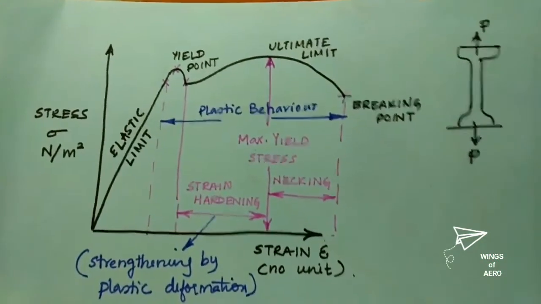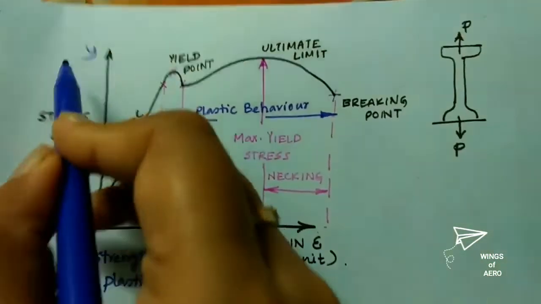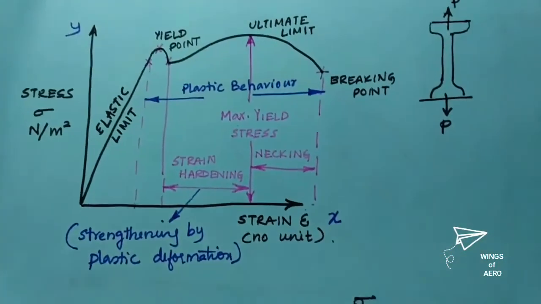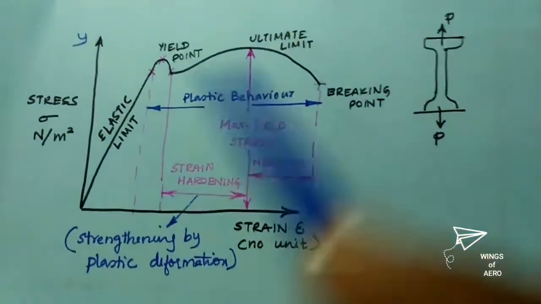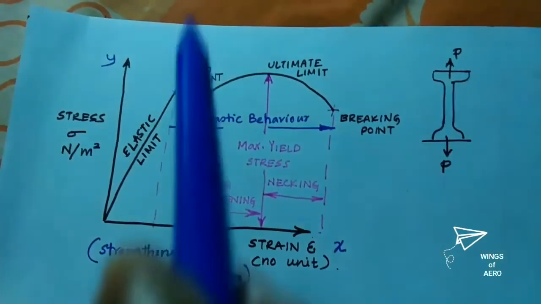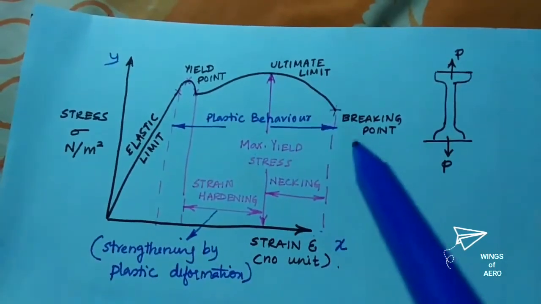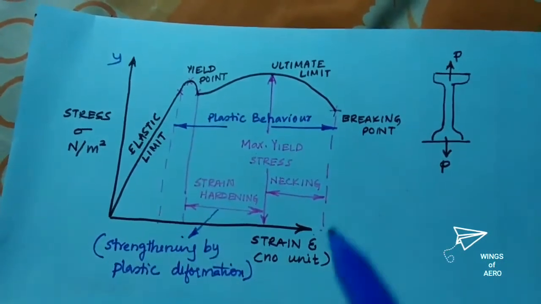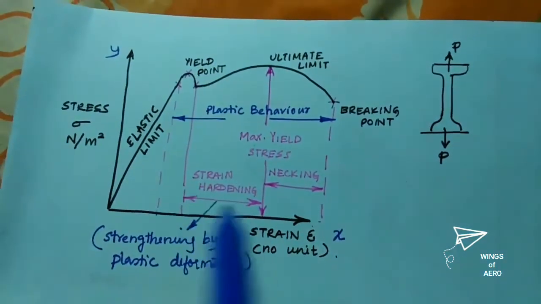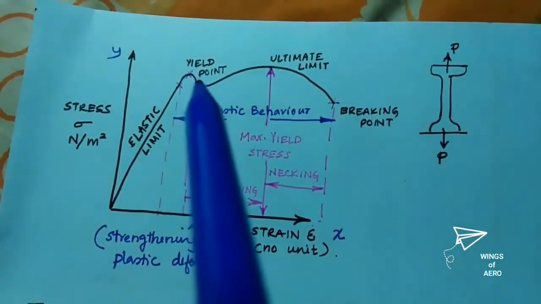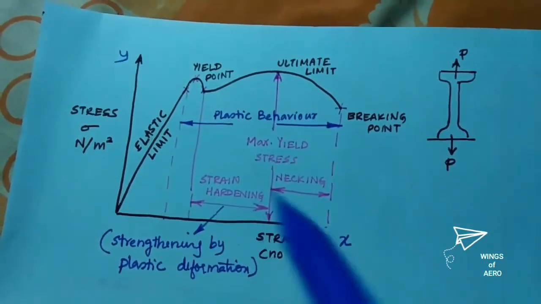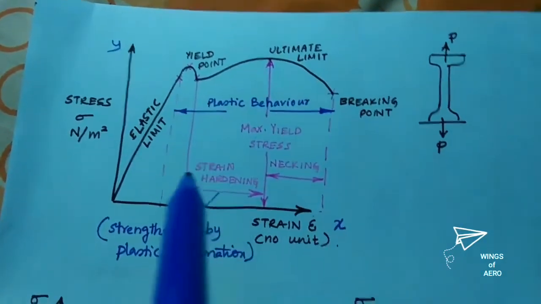Stress strain curve. On our y-axis we have stress, and on our x-axis we have strain. So this is a curve, and we have some important points: the elastic limit, yield point, ultimate limit, and the breaking point. The four points are there, and after that we have strain hardening. What do you mean by strain hardening? The region between the lower yield point and the ultimate limit is called strain hardening.